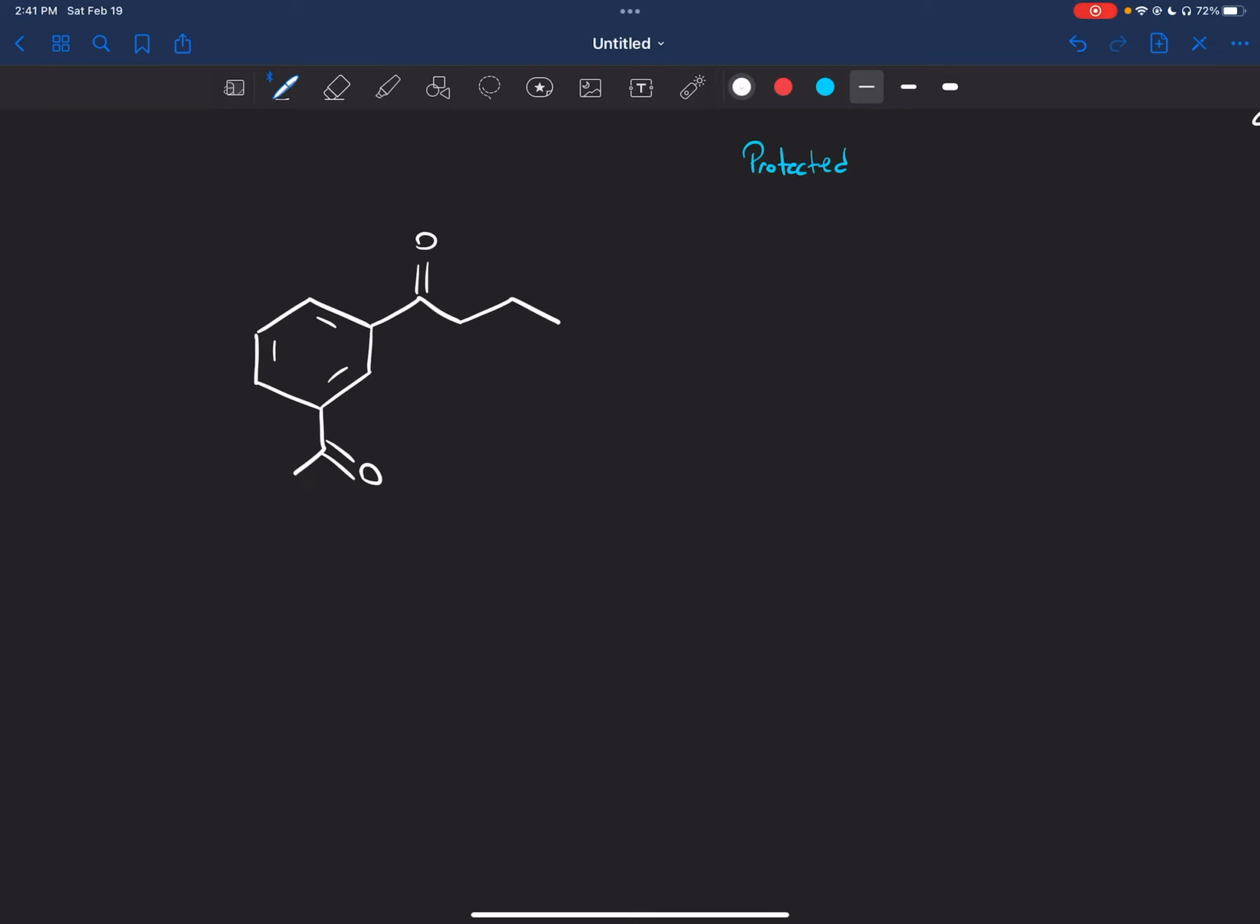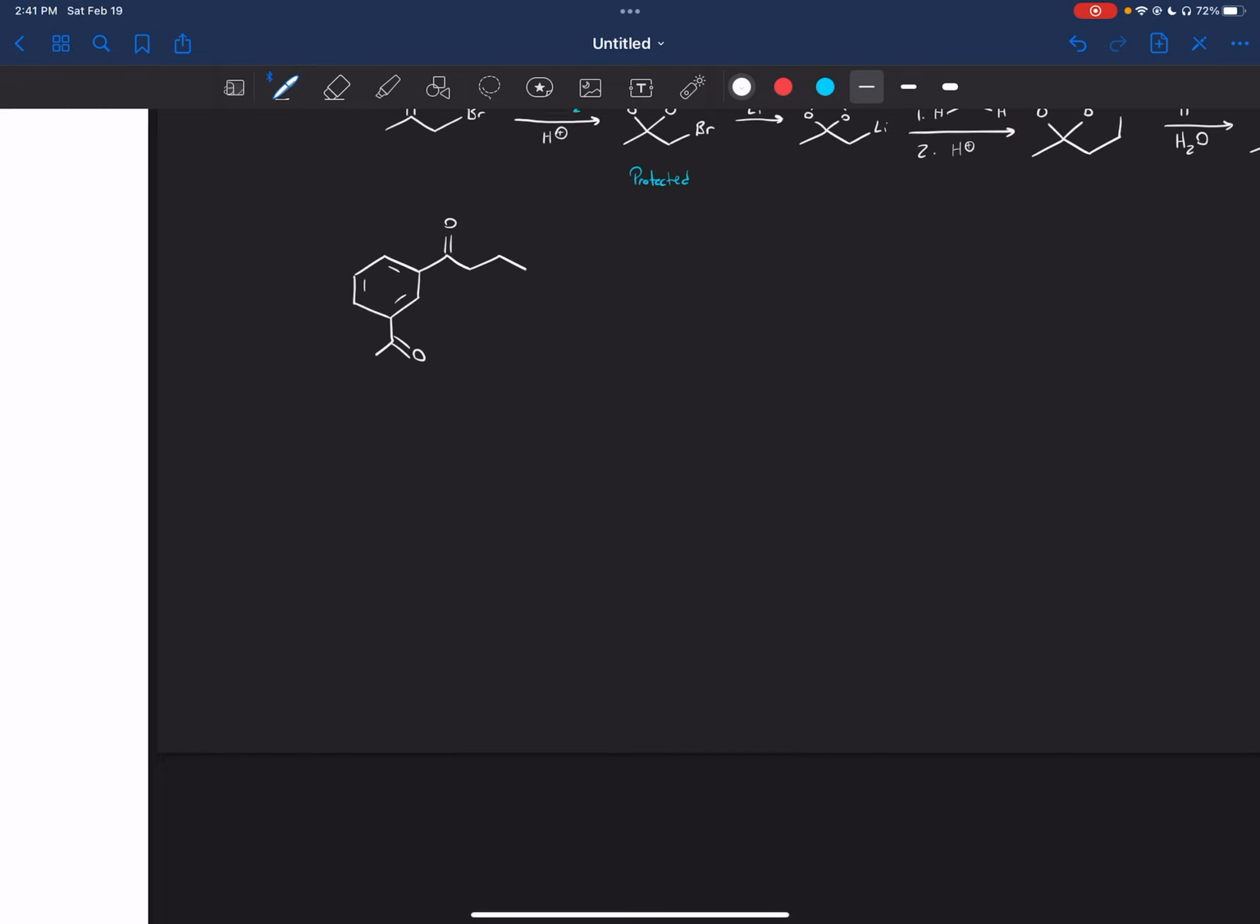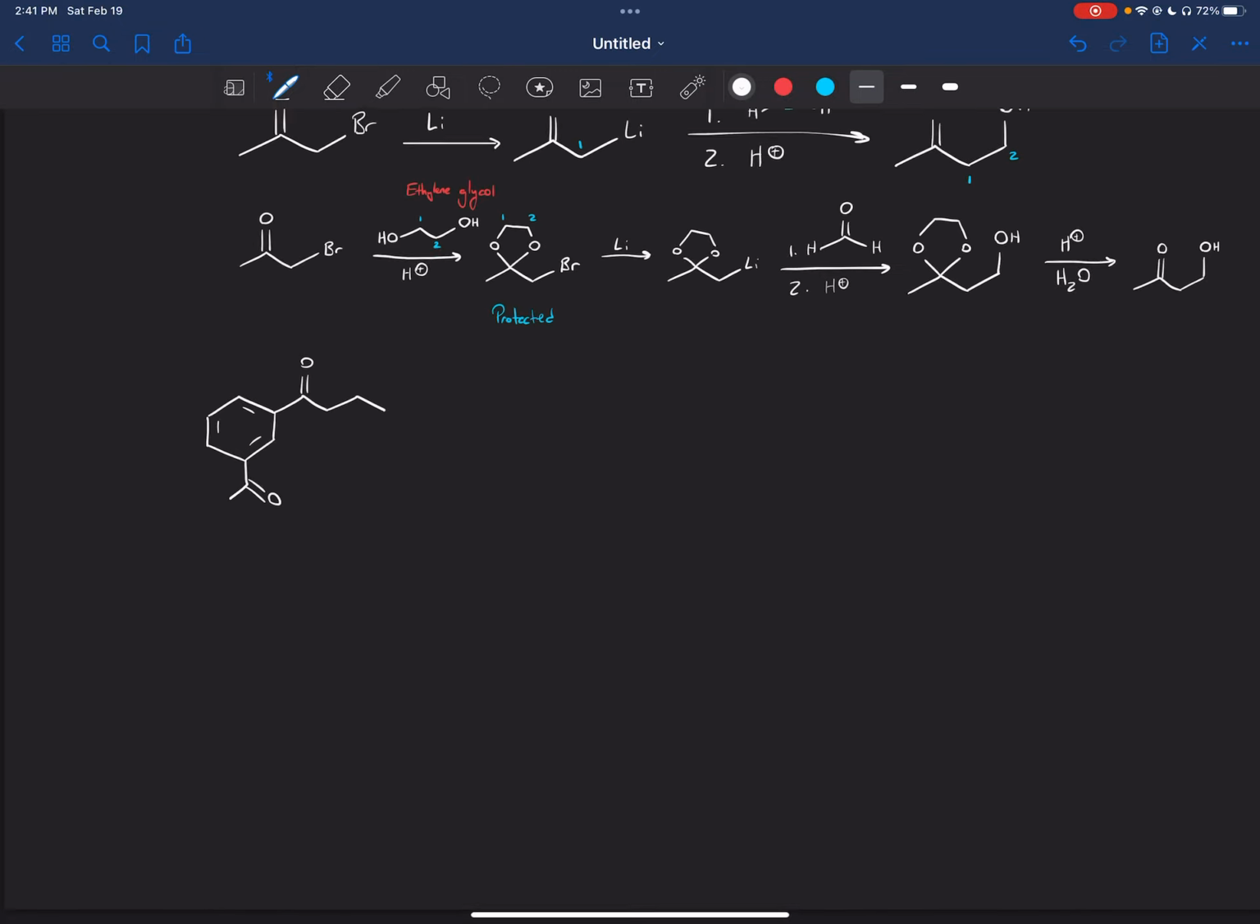Now, if you want to try it on your own, feel free to do so. Feel free to pause it here. And we're going to do it from benzene. So you can start from benzene, but this is what we're going to synthesize. So how would we do this?